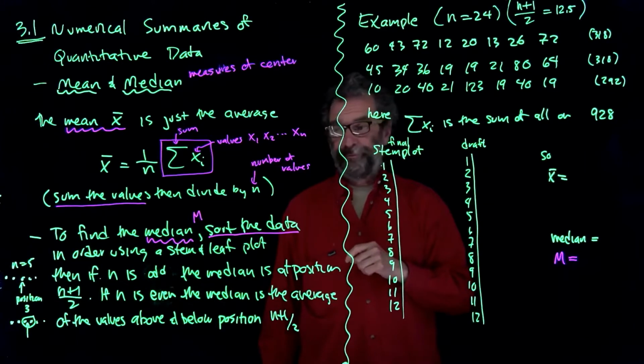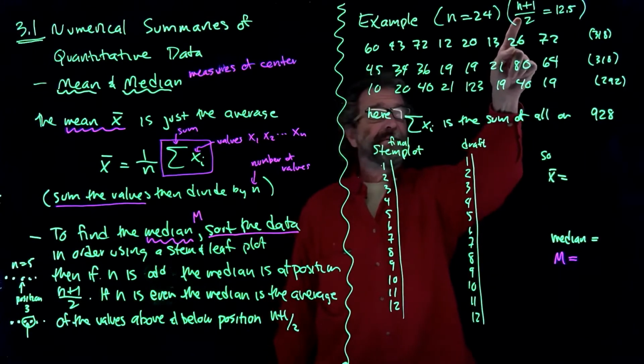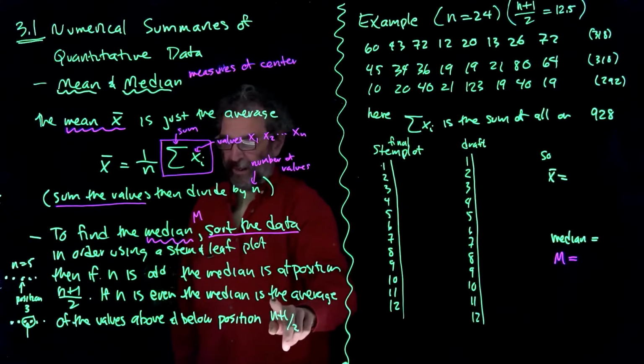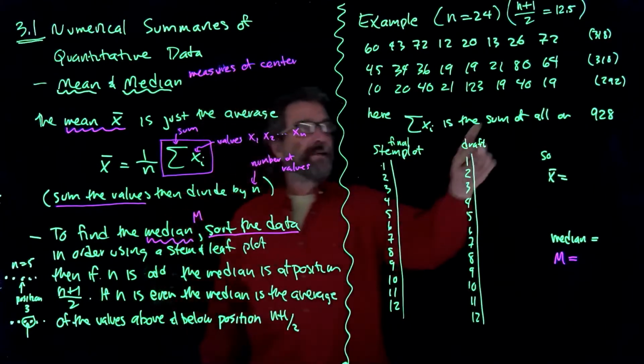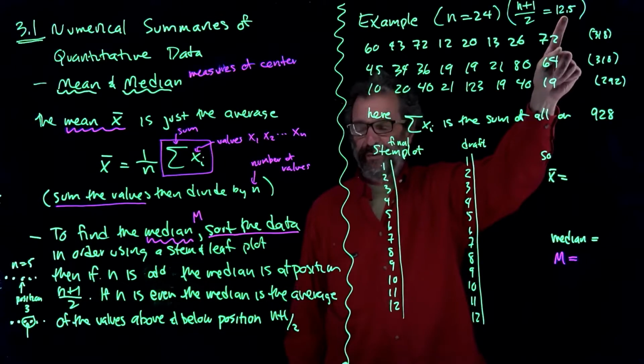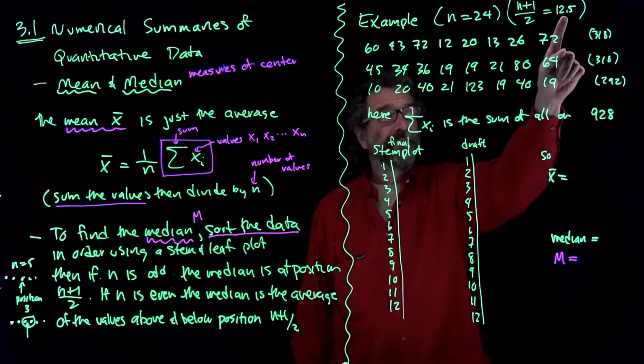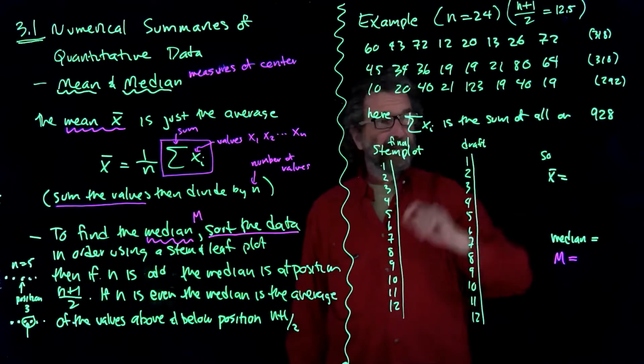24 values. n plus 1 over 2 is 12.5. We said when n is even, the median is the average of the values above and below. So above 12.5 is position 13, and below is position 12. We'll take the 12th and 13th value and average them to find the median.